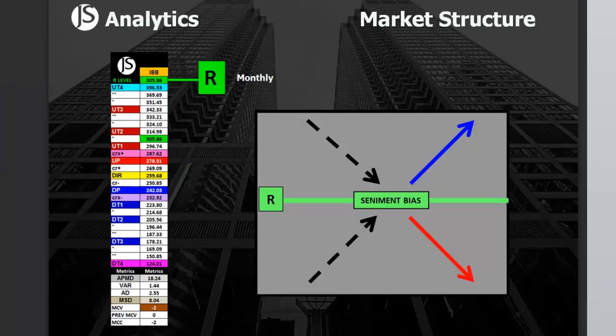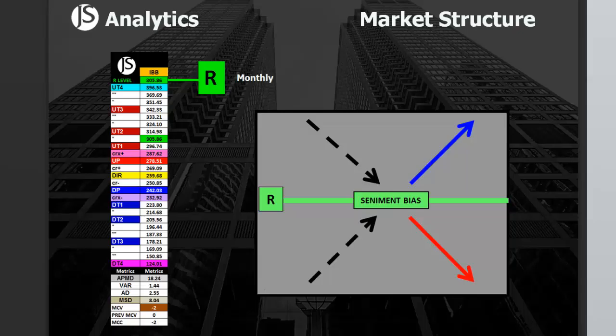The R level is a sentiment bias level. It's basically the over-under number for the period. So for the monthly, it's going to define sentiments for the month. For the daily, it'll define it for the day. Literally, it's a line on the chart, and above that price, mark it as positive sentiment, and below that price, mark it as negative sentiment.